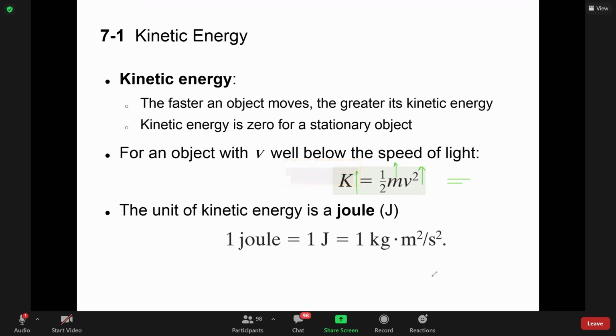Why? Because it comes from half mv square. So this is m وهذه v square. It comes from kilogram, meter, second. So it is an essential unit. Why? Because it is derived from kilogram, meter and second. So it is an essential and a standard unit.